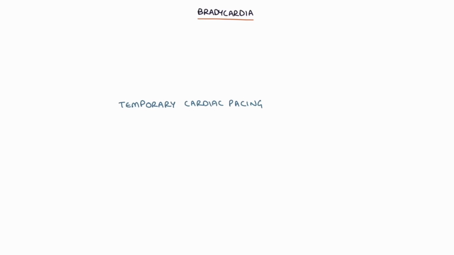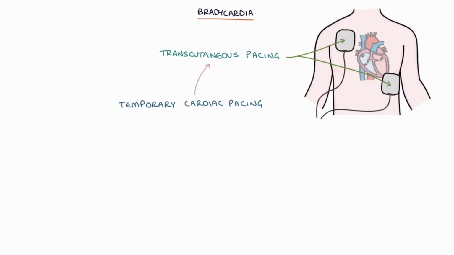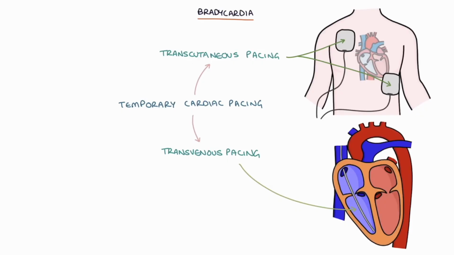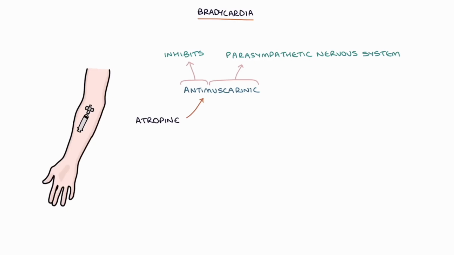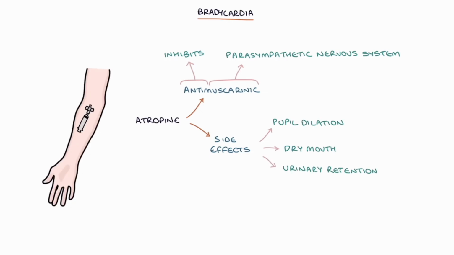The options for temporary cardiac pacing are transcutaneous pacing, using pads on the patient's chest, and transvenous pacing, using a catheter fed through the venous system to stimulate the heart directly. Atropine, which is the medication used to treat bradycardia, increases the heart rate by acting as an antimuscarinic medication, inhibiting the parasympathetic nervous system. Inhibiting the parasympathetic nervous system leads to side effects of pupil dilation, dry mouth, urinary retention, and constipation.